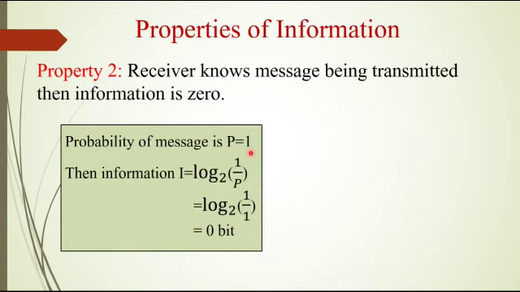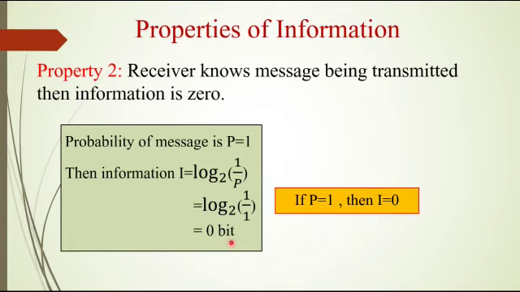Now calculate the information. I equal to log base 2 of 1 by P. Probability equal to 1, so log base 2 of 1 by 1. The result will be 0. So it means the receiver knows the message being transmitted. The receiver knows what message is being transmitted, so there is no information. Then information will be 0.